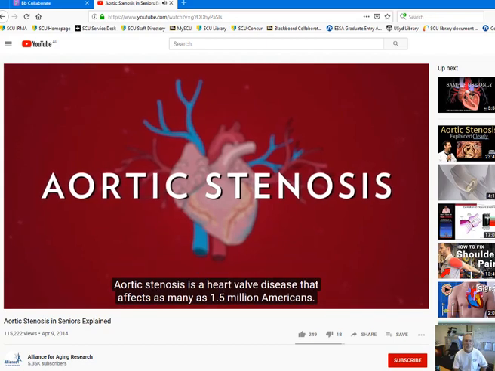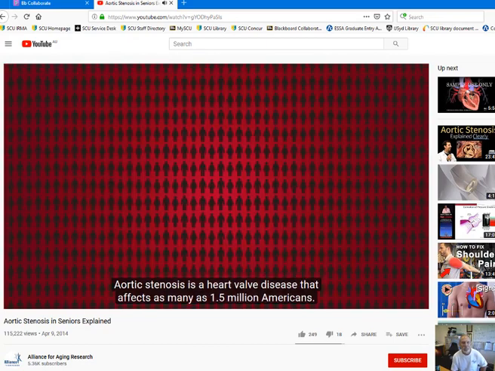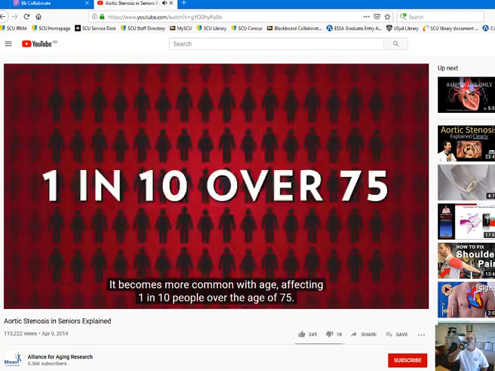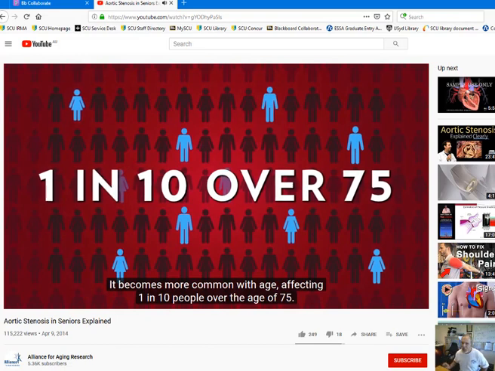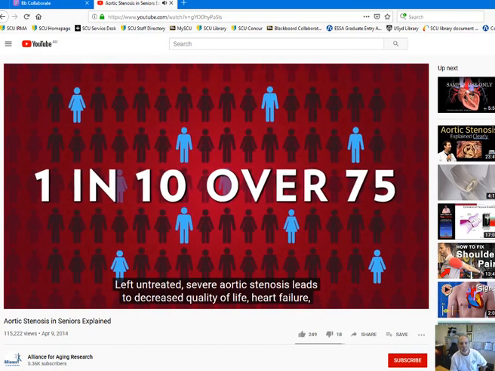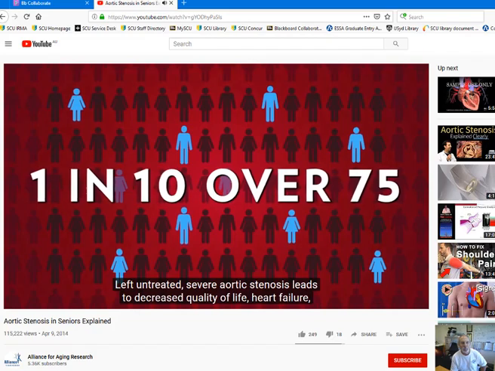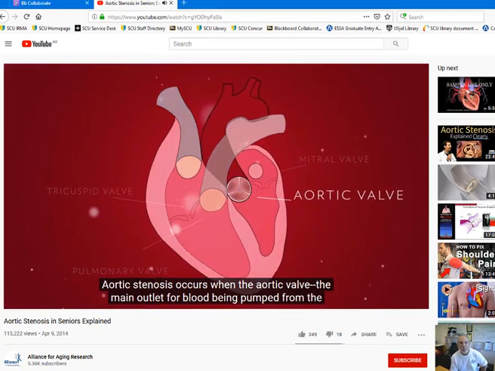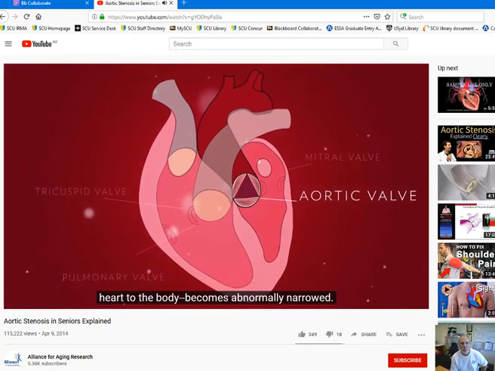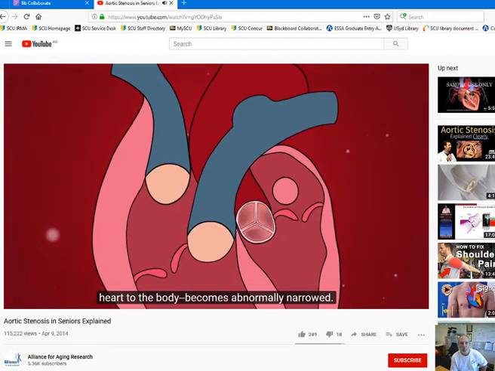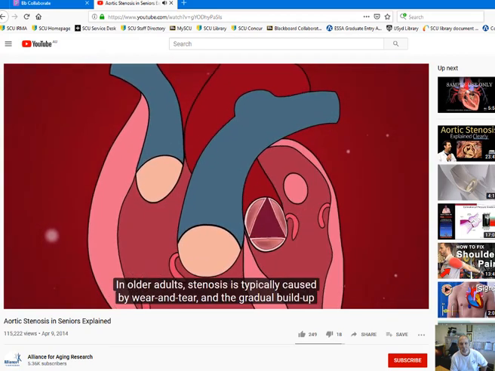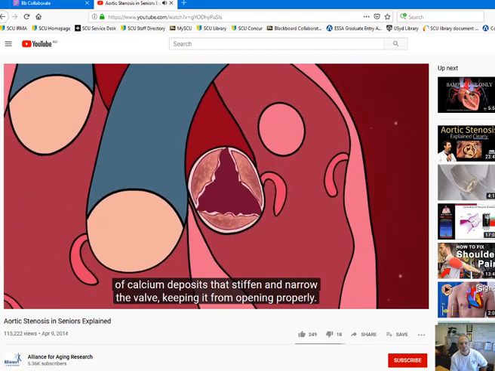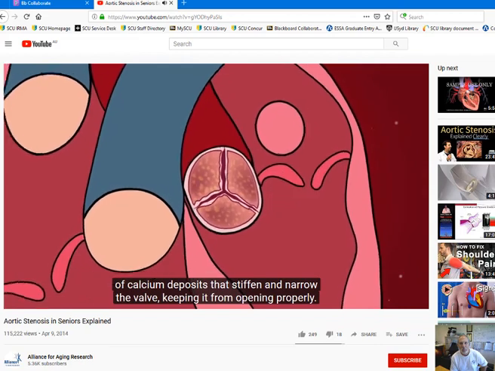Aortic stenosis is a heart valve disease that affects as many as 1.5 million Americans. It becomes more common with age, affecting 1 in 10 people over the age of 75. Left untreated, severe aortic stenosis leads to decreased quality of life, heart failure, and even death. Aortic stenosis occurs when the aortic valve, the main outlet for blood being pumped from the heart to the body, becomes abnormally narrowed. In older adults, stenosis is typically caused by wear and tear and the gradual buildup of calcium deposits that stiffen and narrow the valve, keeping it from opening properly.